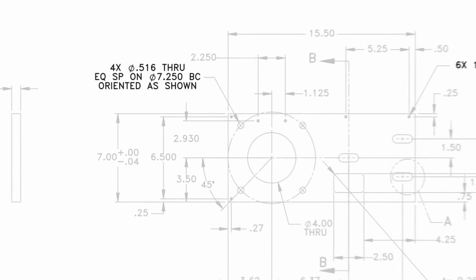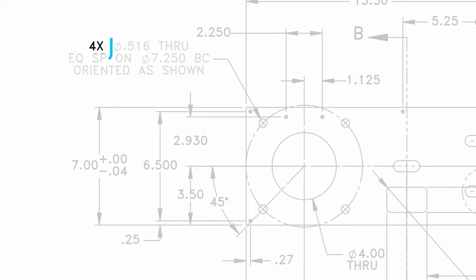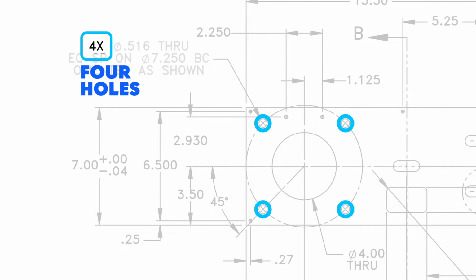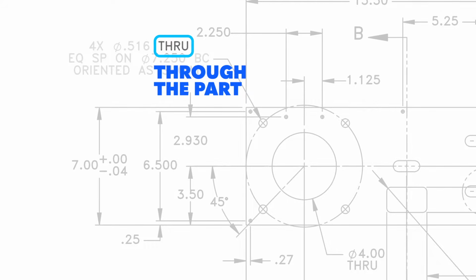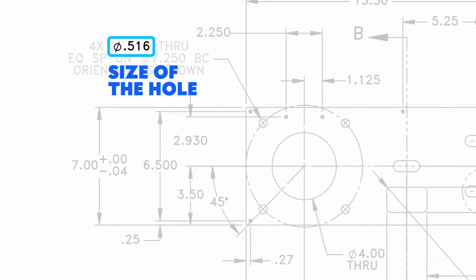Now while we're talking about holes, this is a typical call out for a hole or multiple holes. The 4x means that this call out is going to be true for 4 holes. Through means the hole is going to go all the way through the part. And this means that the size of the hole is 0.516 inches in diameter.